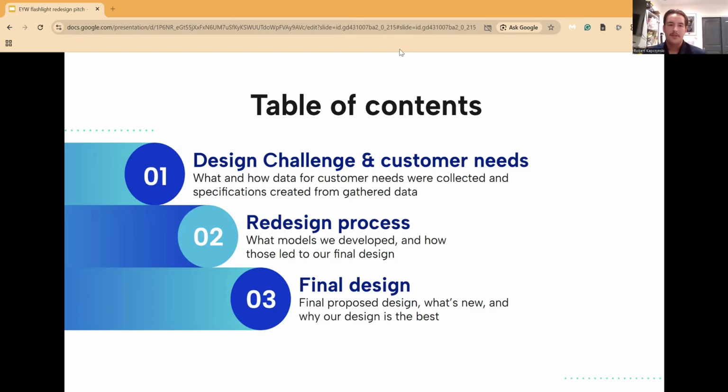This pitch will be presented in three stages. First, I'll be talking about the design challenge and how I gathered and interpreted data into customer needs. Then I will talk about my redesign process, including a predictive sketch and subsequent sketches that led to my final design and why my product is suitable for production.